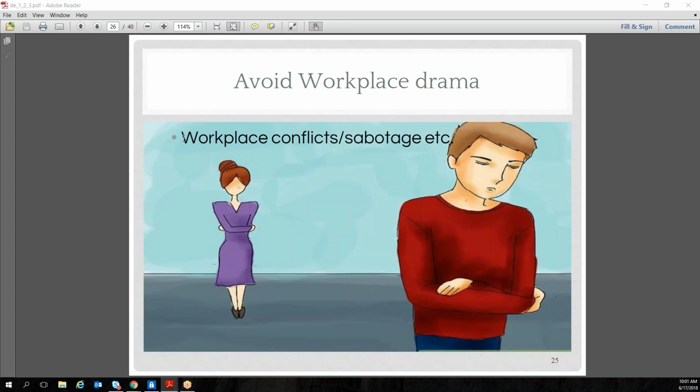Second thing is workplace conflicts and workplace sabotage. What do you mean by this? What do you mean by workplace conflict?